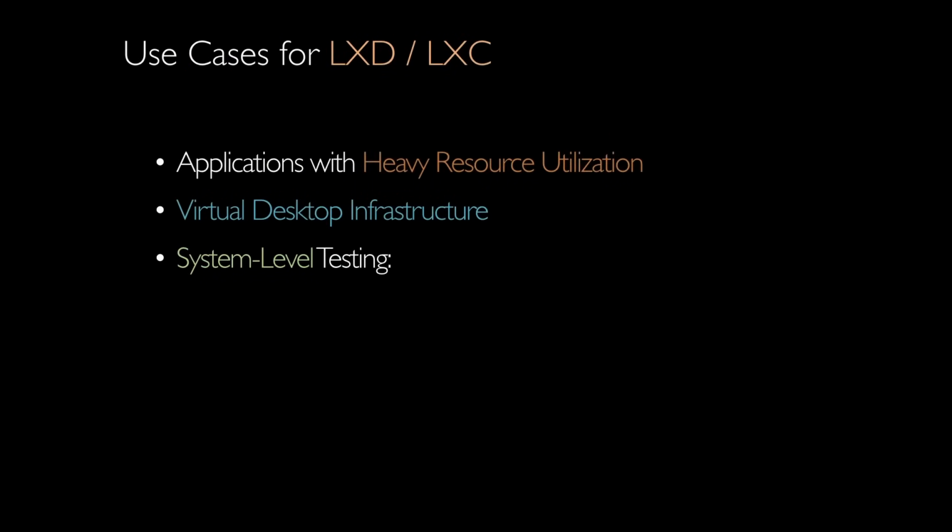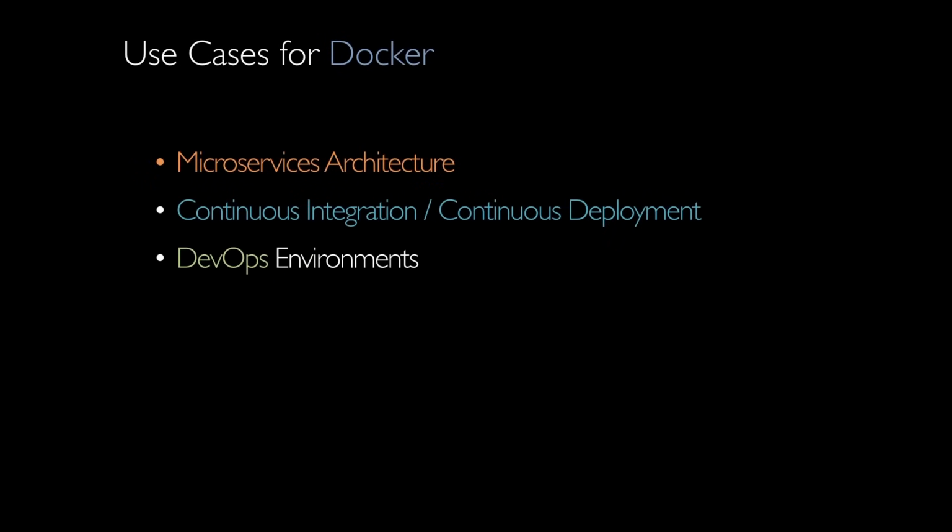So where do LXD and LXC shine? The applications that have heavy resource utilization, yeah, LXD and LXC work well. Virtual desktop infrastructure, also system level testing. Use cases for Docker: microservices architecture. Docker is good at continuous integration and continuous deployment. It's used a lot in those environments. In DevOps environments, you'll find it paired up with a number of technologies, Chef being one of those.